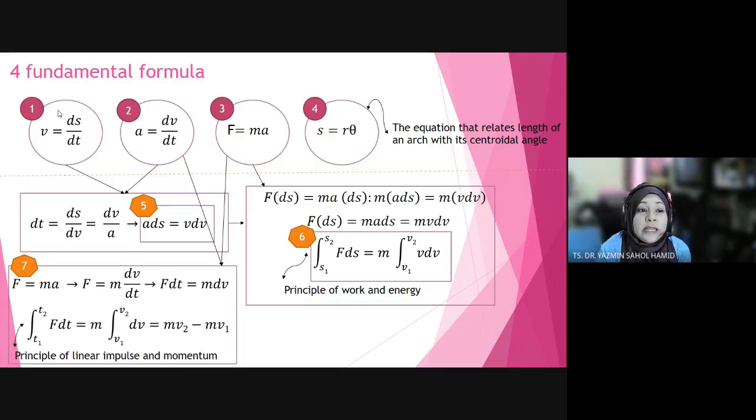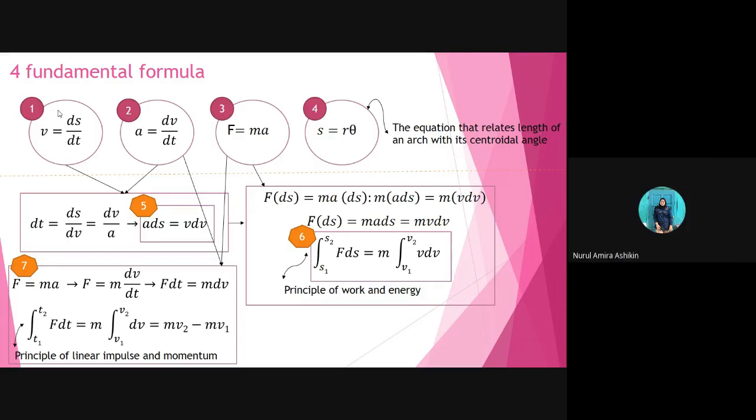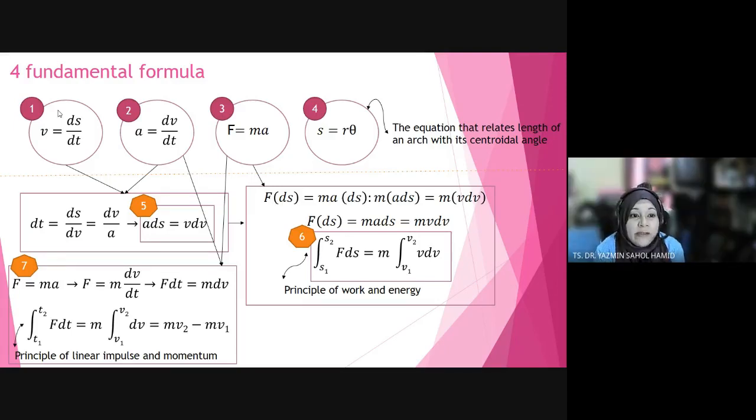which are formula number 1, 2, and 5. Okay, Nurul Amira Ashikin, what did I say? What are the first 3 formulas that we're going to use? Formula number 1, 2, and 5. Good, excellent. So 1, 2, and 5. Those three formulas are the basic kinematic equations that we are going to use for the topic kinematics of particles.